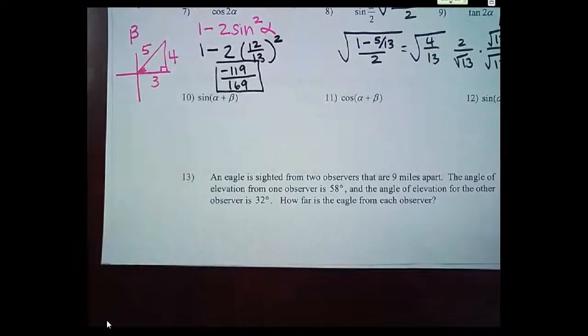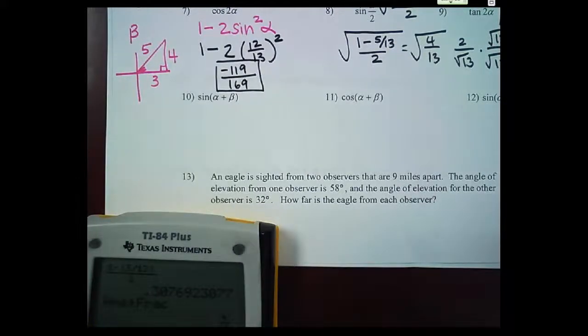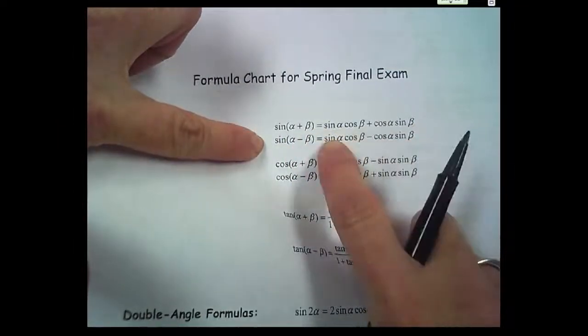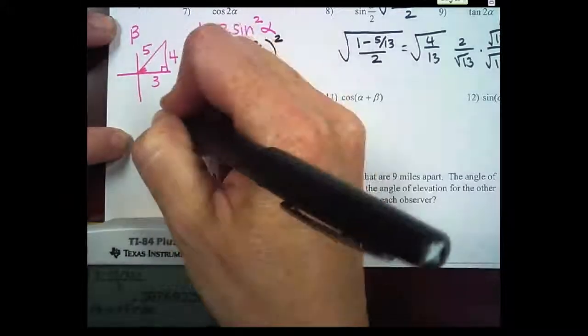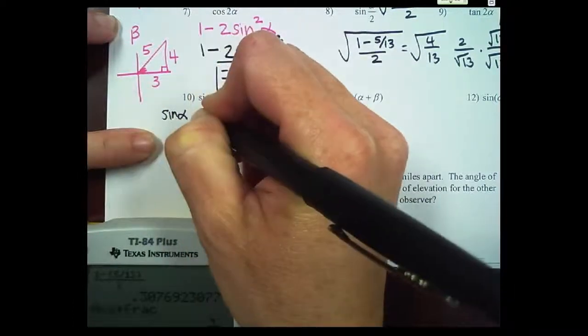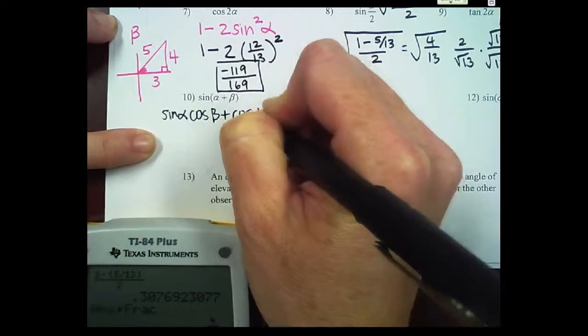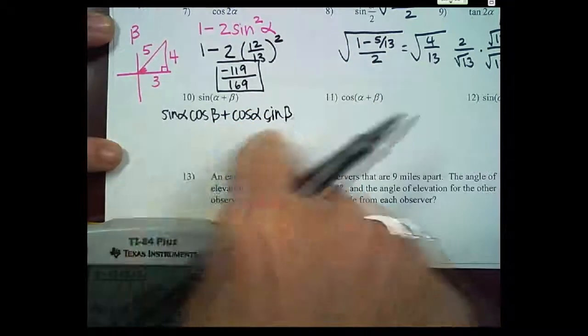I'd like for you to try 10. Alright, so if you're going to expand sine alpha plus beta, that's this, which means you want to use this formula right here, the very first one. Okay. So if I write that, sine alpha, cosine beta, where am I going to get these values from? Cosine alpha, sine beta. Good. They come from my triangle.